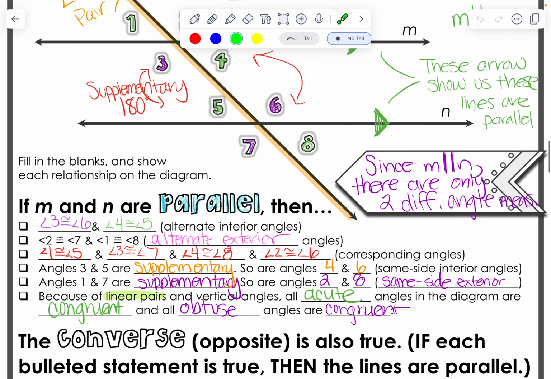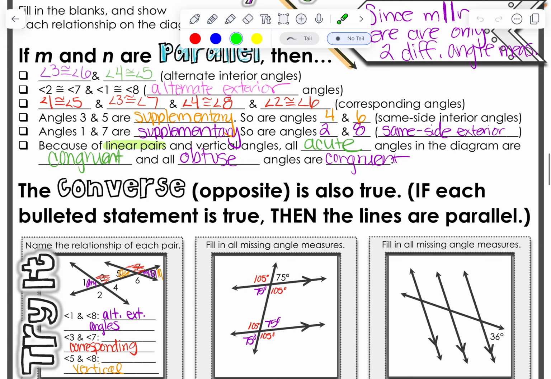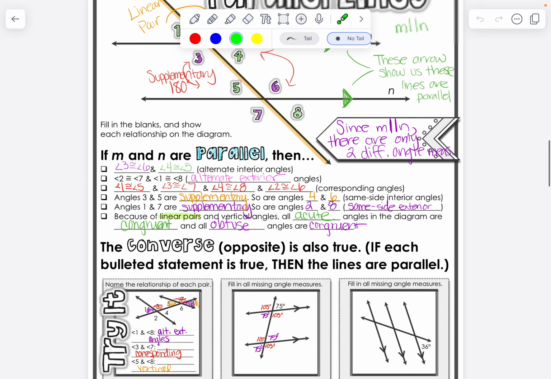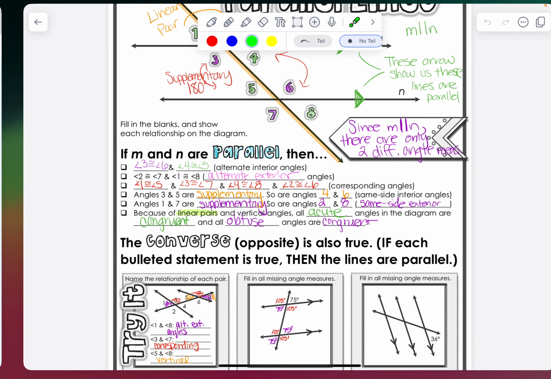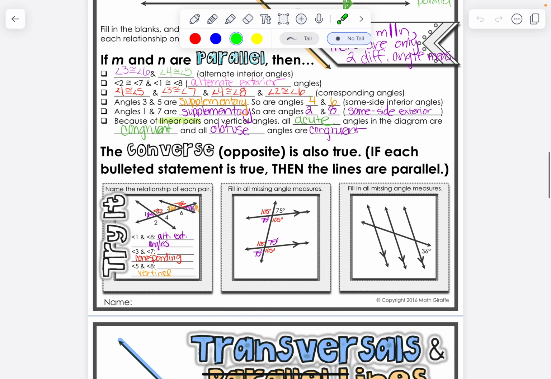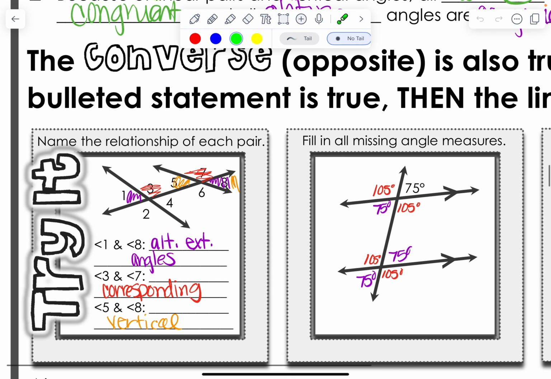If I'm looking for a relationship with angle 1 and angle 8, here's my transversal, so they're on opposite sides of the transversal and they're outside of those lines, and so that would make them alternate exterior angles. Angle 3 and angle 7, those can slide and match up in the same position, so those will be corresponding. Angle 5 and angle 8 are across from each other, so we call those vertical angles.